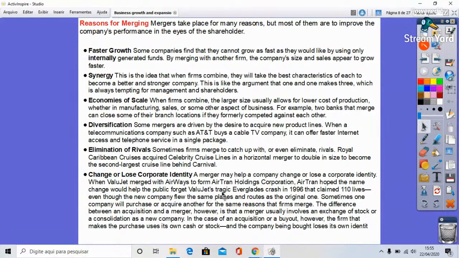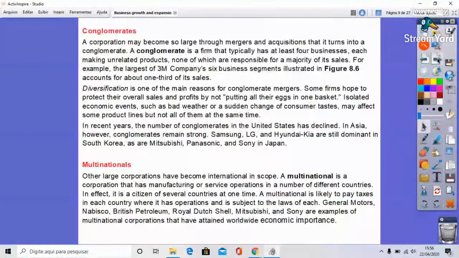Value Jets had a tragic accident in 1969, which is not good for the reputation. So they decided to merge with Airways. Therefore, they can keep their product, but the customer will not see their name. So they kind of lose their identity, but they keep the revenue.